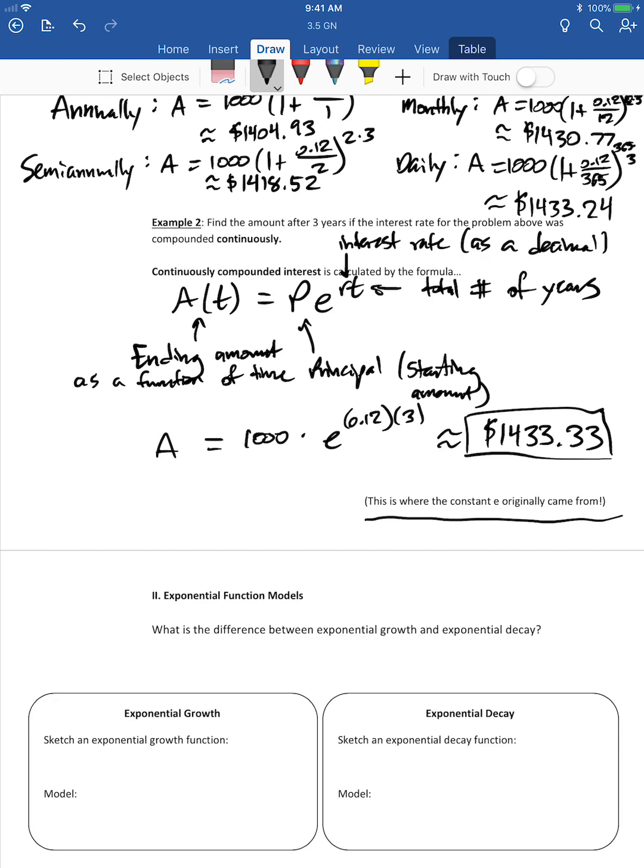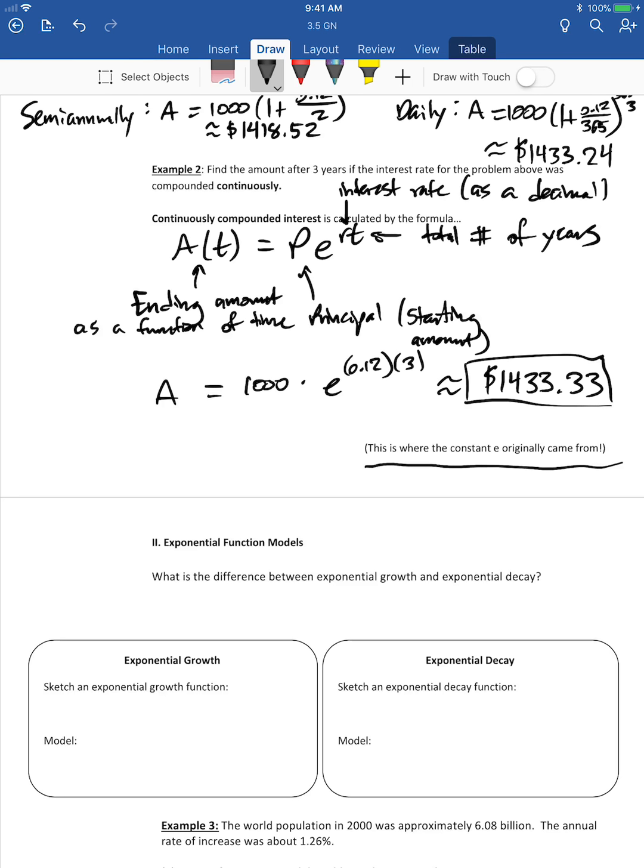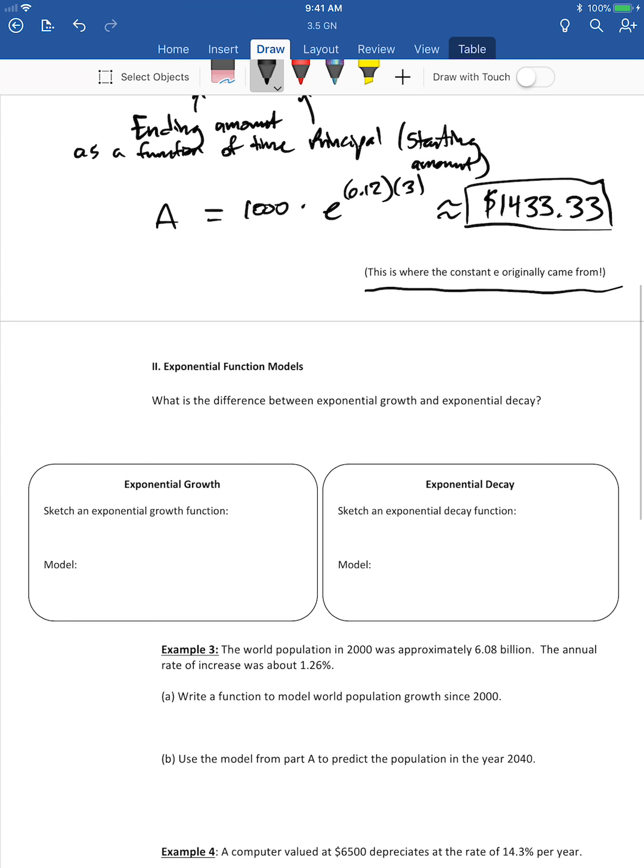For now, though, we are going to look at a couple of other exponential function models. So we're going to return, I promised we would, to exponential growth and exponential decay. So if you'll remember, exponential growth, sketching a quick graph, looked something like that. Exponential decay looked similar, but it was kind of mirrored. Looked something like that.